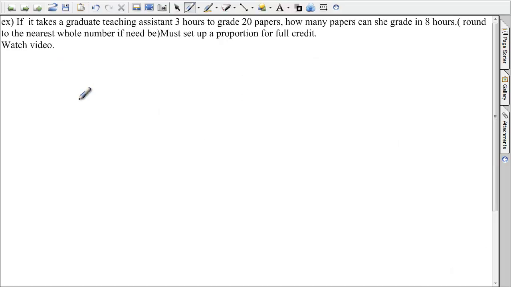Oh, I lied. I was about to say one last problem. If it takes a grad teaching assistant 3 hours to grade 20 papers, how many papers can she grade in 8 hours? Classic set up a proportion problem. I'm just going to do that one real quick. So it takes her 3 hours to grade 20 papers.